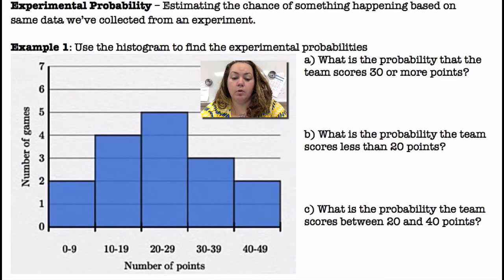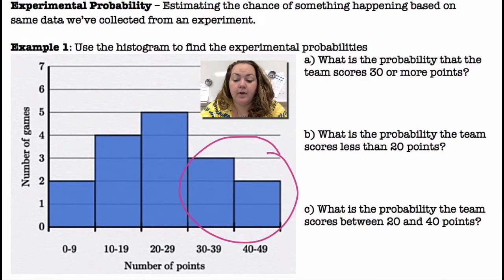For 30 or more points, I'm going to do 30 to 39 and 40 to 49 out of the total number. From 30 to 39, I have 5, out of all of them being 16. So there's 16 total games that they played. 5 out of 16 works out to be about 31.25%.